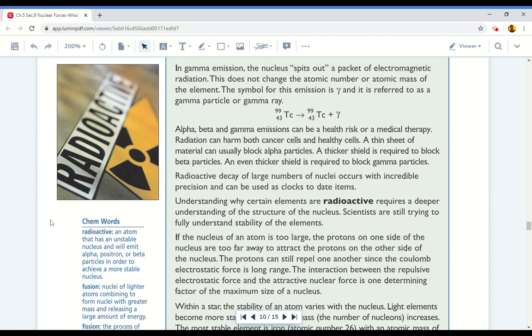and it is referred to as a beta particle. In gamma emission, the nucleus spits out a packet of electromagnetic radiation. This does not change the atomic number or atomic mass of the element. The symbol for this emission is, and it is referred to as a gamma particle or gamma ray.